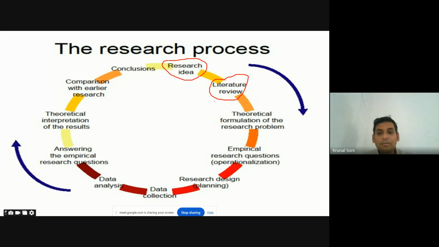Systematic literature review is nothing but the past studies, whatever past research has been done on our research topic. We should at least go through it and have a thorough analysis of it. We should read it properly, and through it we would get some idea on which topic we want to do the research.